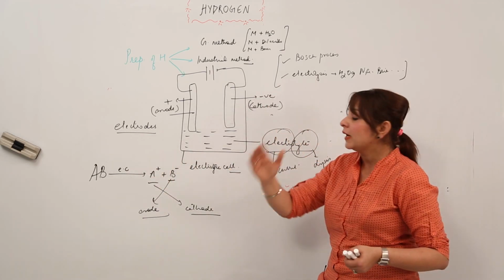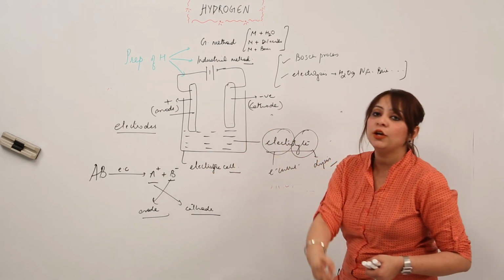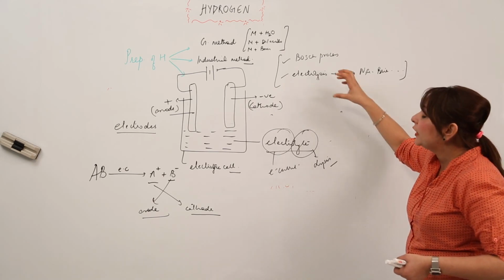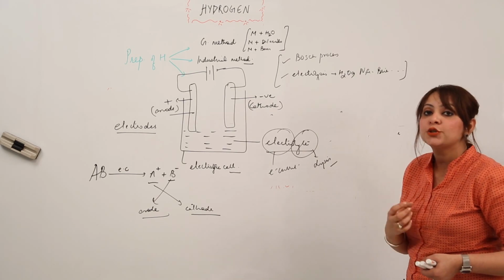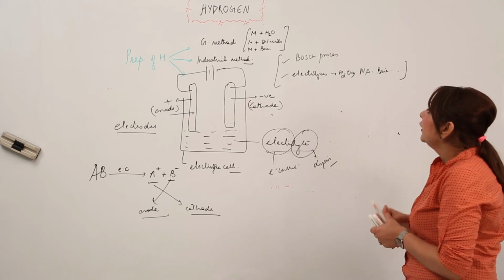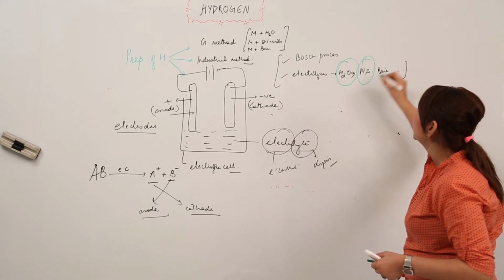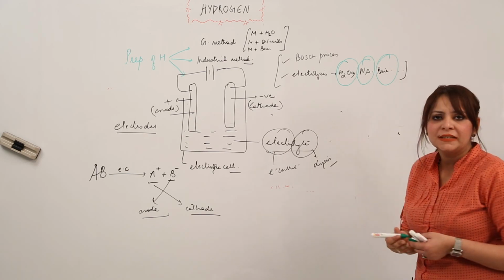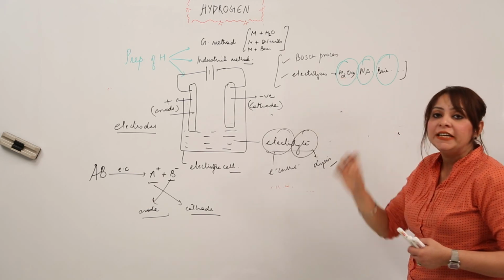So now coming to the main method, why I told you this: the second industrial method of preparation of hydrogen is electrolysis. Which substances on electrolysis lead to the formation of H2? Those substances are water, natural gas, brine solution, and we have many more substances as well. We'll look at how the electrolysis of water yields hydrogen.